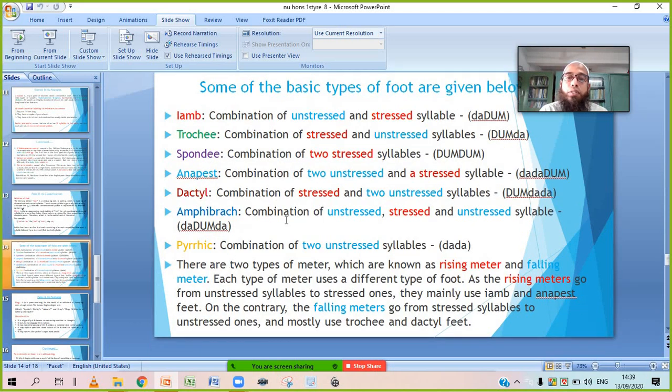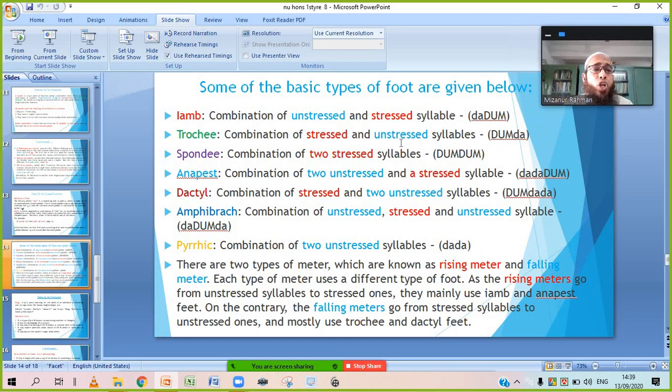Now see different types of foot in English literature, I mean in poems. Look, the iamb is a combination of an unstressed and a stressed syllable. It is shown over here with this: da, dum. So da is unstressed, dum, the capital one, is stressed. The first syllable is unstressed, the second one is stressed. That is iamb, or iambic.